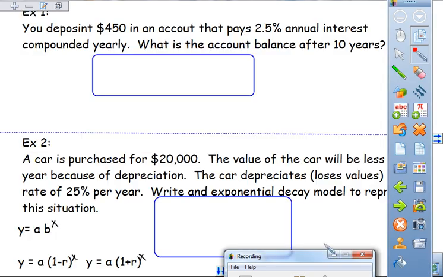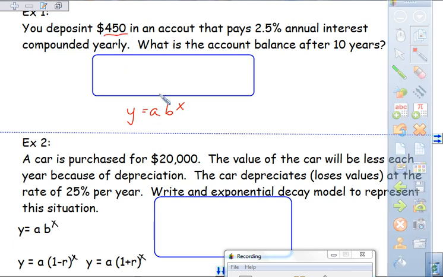So let's try a couple of word problems. Example 1, you deposit $450 in an account that pays 2.5% annual interest compounded yearly. What is the account balance after 10 years? So we are plugging in our y equals AB to the x formula, where A is our initial value, which is going to be the 450, and B is going to be our growth or decay rate. So we are earning money, so this is going to be growth. So if we plug in this as a decimal, 0.025, this number is less than 1.